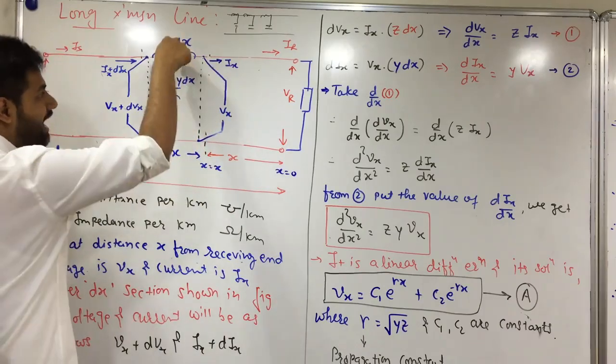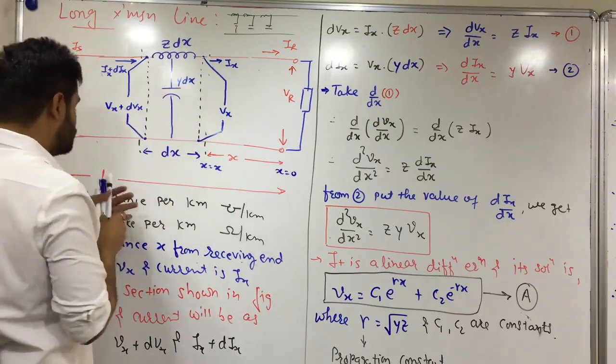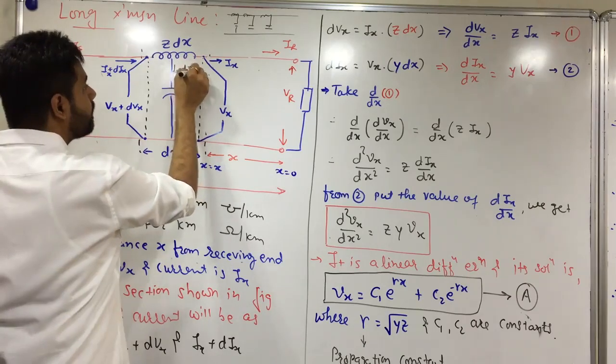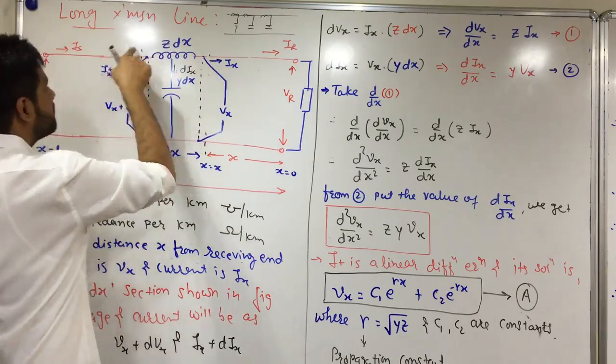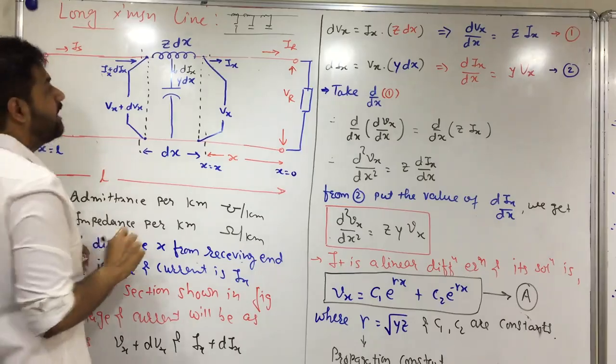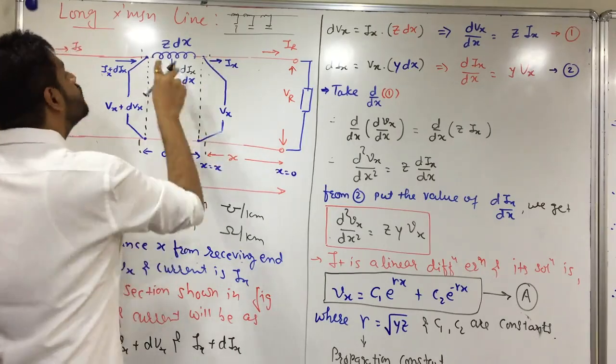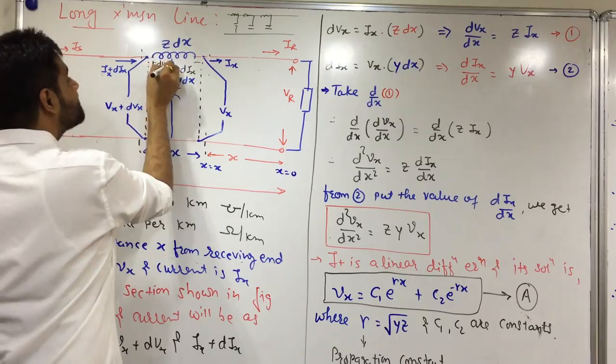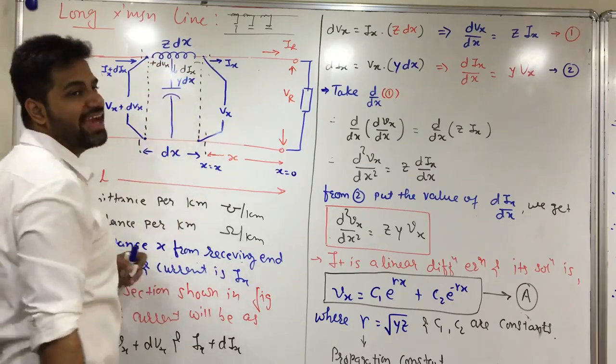Because Ix is going here, dIx is the current that will go here. So I can say that dIx is going here. So this is my dIx current. So Ix plus dIx is this current which is coming from here. Fine. Okay, here we get Vx, so how much will be the plus-minus drop here? The drop will be dVx.